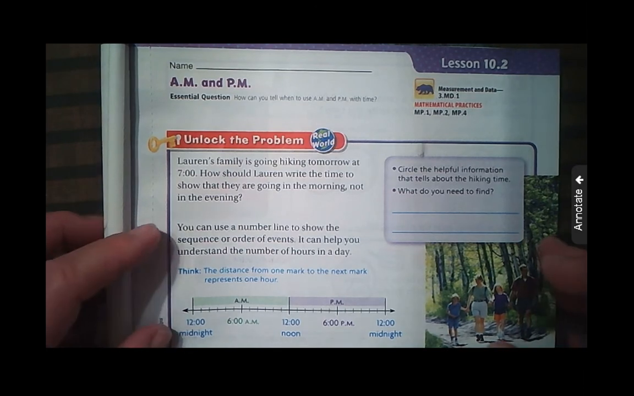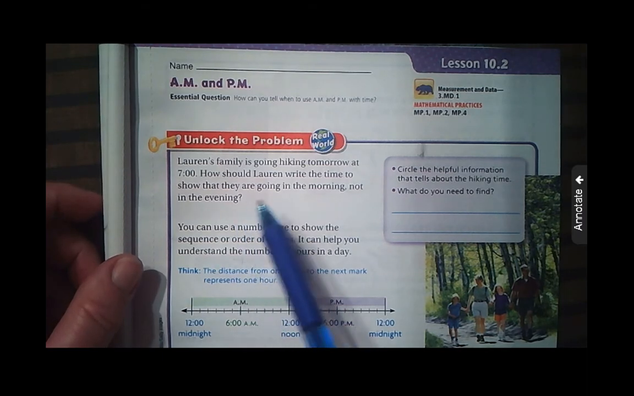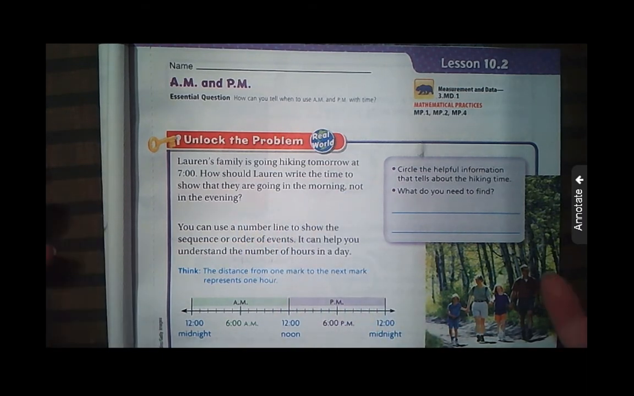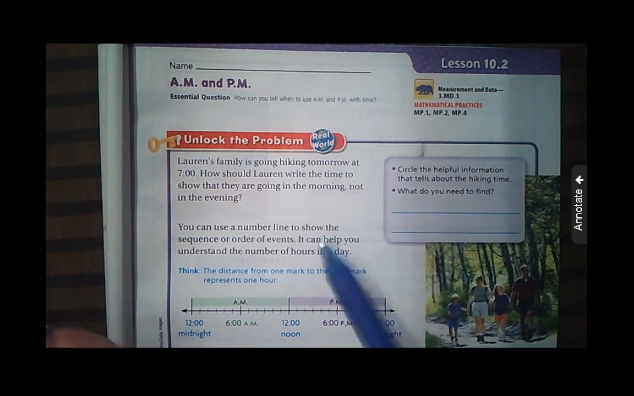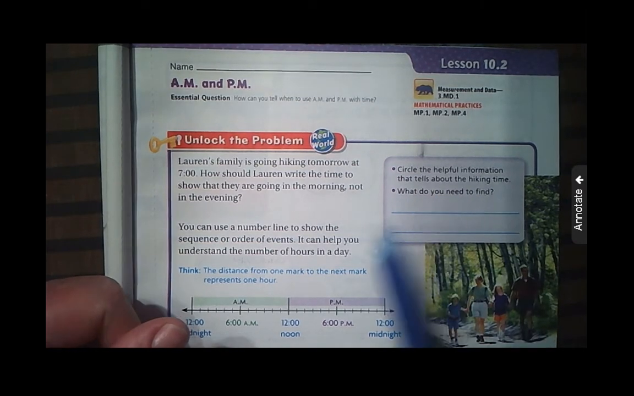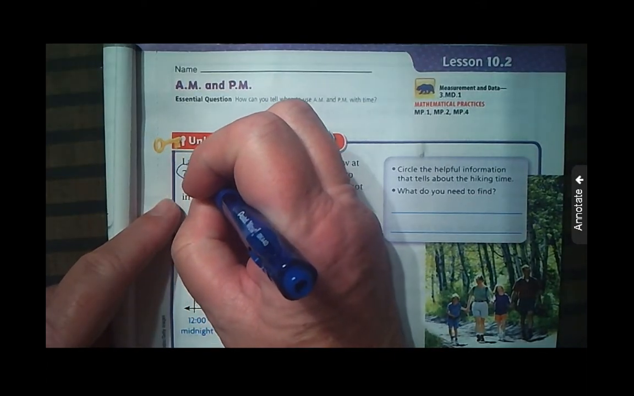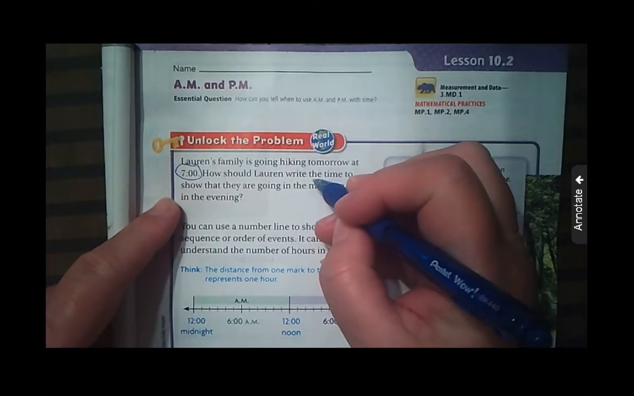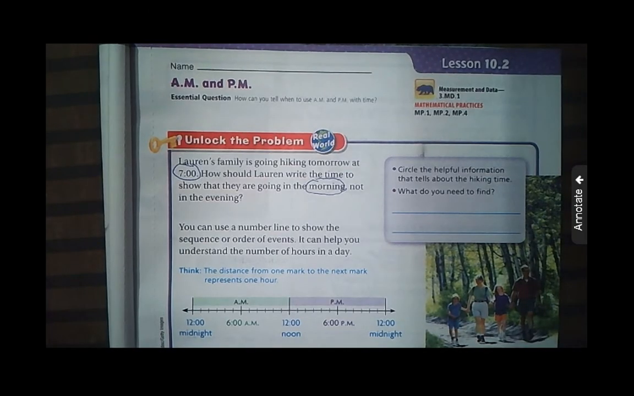So let's look at unlock the problem. Lauren's family is going hiking tomorrow at 7 o'clock. How should Lauren write the time to show that they're going in the morning, not the evening? Let's look over here for our hints. It says circle the helpful information that tells about the hiking time. What do you need to find? Well, I think the 7 o'clock is helpful and that they're going in the morning is helpful. And what do I need to find? I need to find how Lauren should write the time for 7 o'clock in the morning.